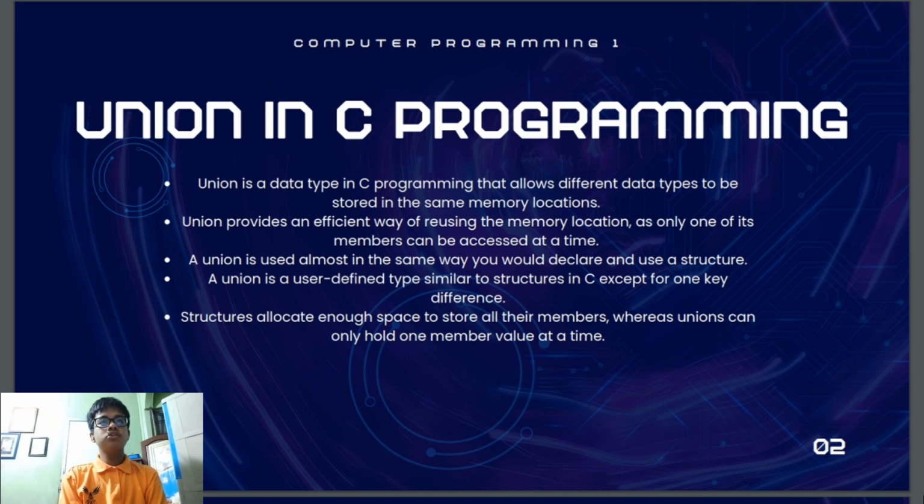A union is also a user-defined type similar to structures in C, except for one key difference. Structures allocate enough space to store all their members, whereas unions can only hold one member value at a time.